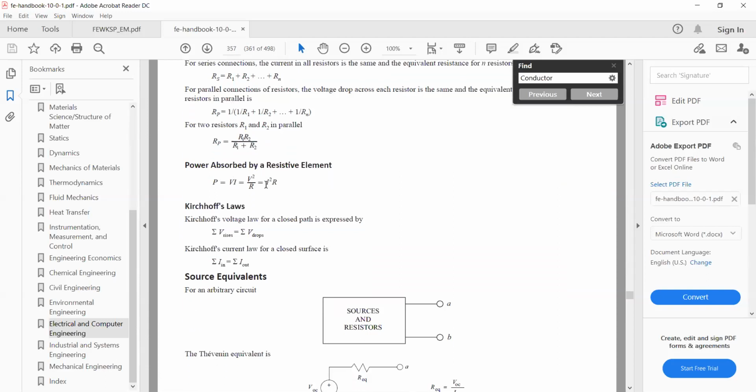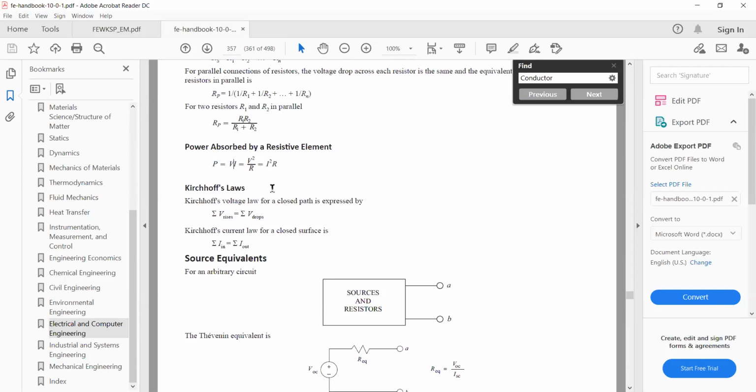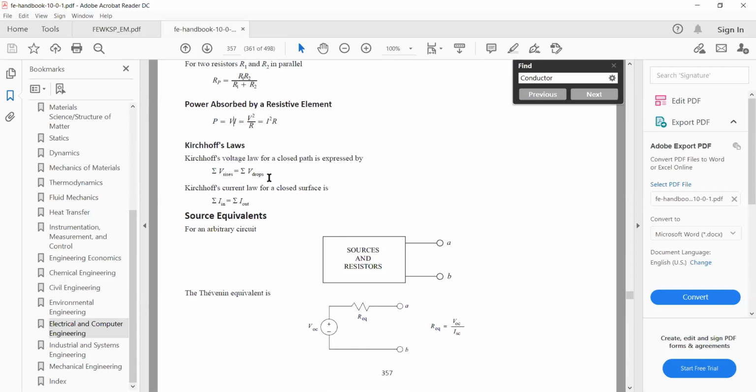Power absorbed by a resistive element. Power equals voltage times current, or V squared over R, or I squared R. Any one of these will work depending on what you have. Some might be easier, some might not. All right, Kirchhoff's law, we have loops. Voltage rises are equal to the amount of voltage drops. That one's going to be necessary for one of the problems as well.